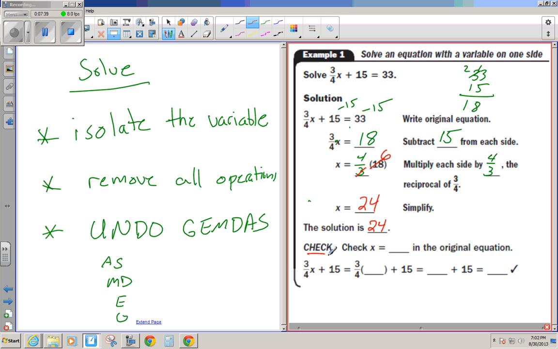Now, you should check. If you really want to know if you did it right, check. Put a 24 in there. Let's reduce. That reduces out. This becomes a 6. Yep. 3 times 6 is 18. 18 plus 15 is 33. 33, 33. We know we did it right.